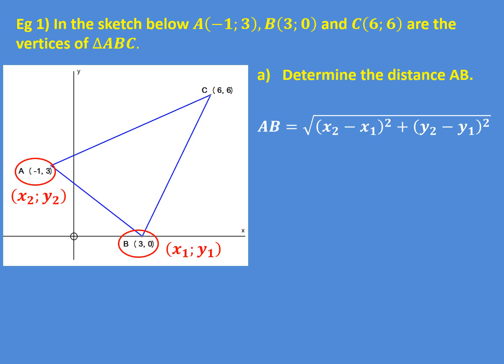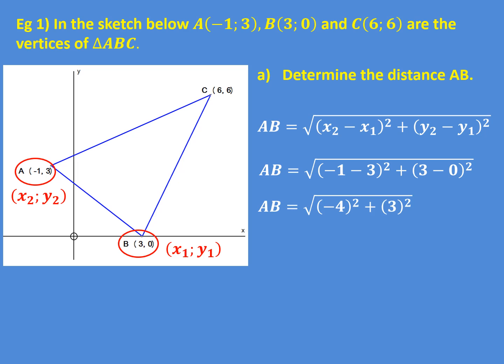So if I substitute them, x2 will be minus 1 minus x1, which will be 3. So minus 1 minus 3 in the first bracket, and then y2 minus y1, so 3 minus 0 in the second bracket. Now remember, first simplify the values inside the bracket. So minus 1 minus 3 is minus 4, which I still need to square and keep in a bracket. And 3 minus 0 is 3, which I still need to square.